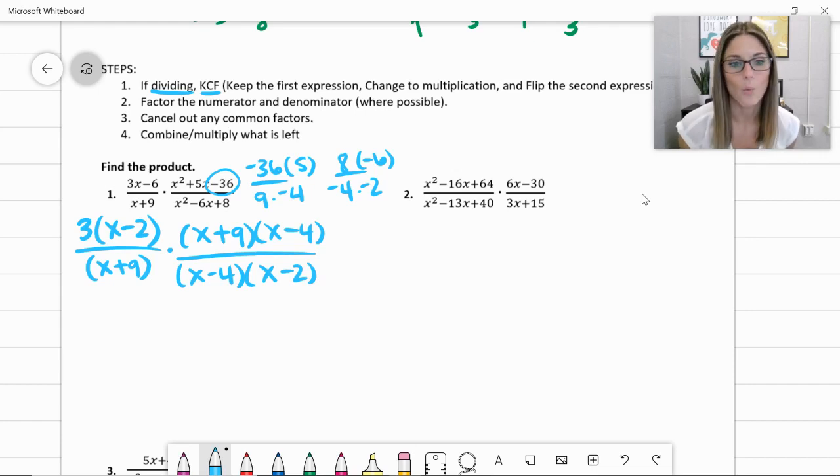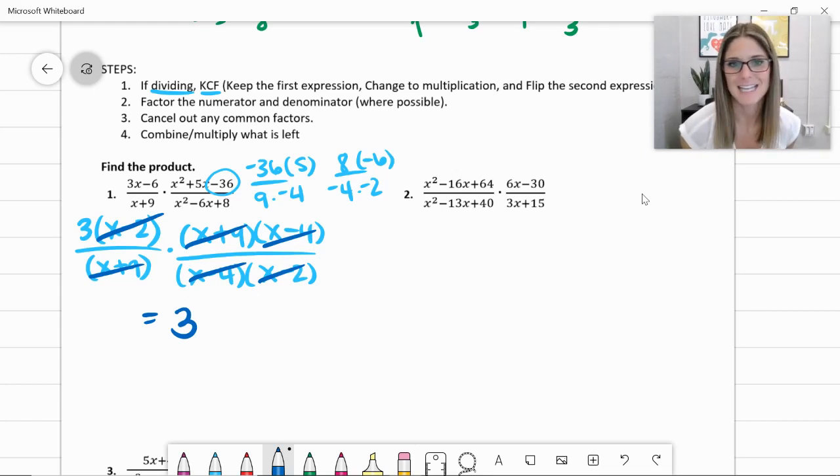All right. Once you are completely factored, then you can start chopping away anything from a numerator with a denominator. It can be in the same expression or it can be an opposite one. So like x minus 2's cancel, x minus 4's cancel, and the x plus 9's cancel. I gave us a really exciting one to begin with, and all that's left is 3. So that big, ugly problem is just 3.